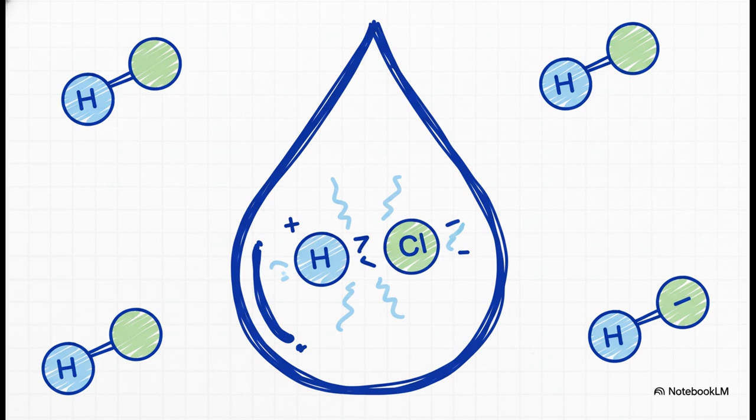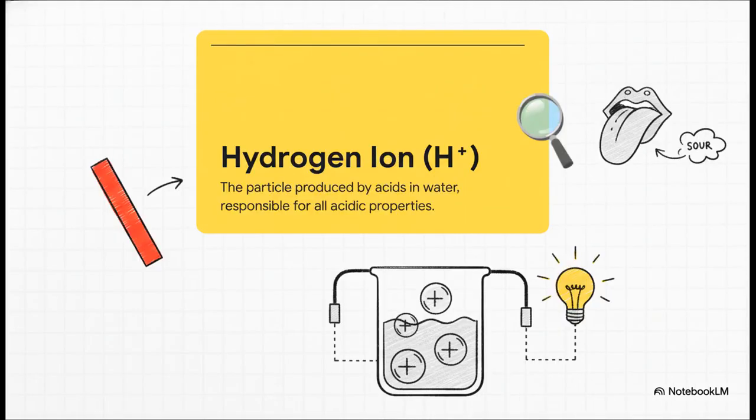This is a very important point. Acids can only show their acidic properties when water is present. It is the water that allows the acid to break apart or dissociate and release its hydrogen ions. Without water, the H+ ions cannot form, and the substance does not behave like an acid. So let's be very clear. The hydrogen ion, H+, is the particle that is produced by acids in water. And this H+ ion is what is responsible for all the acidic properties we know.